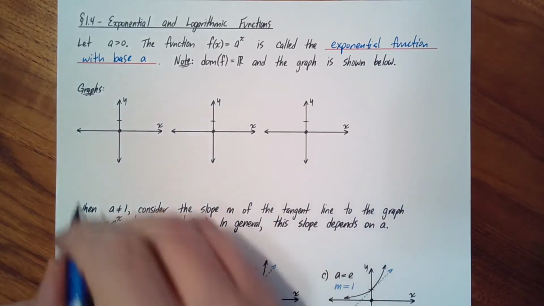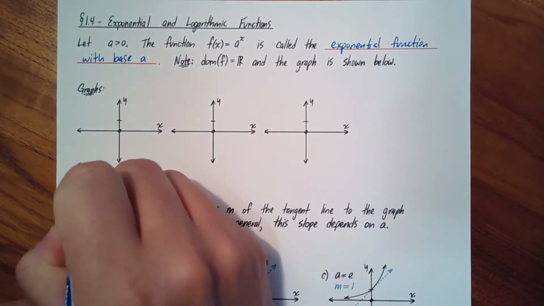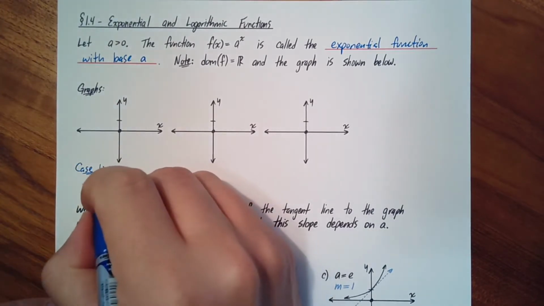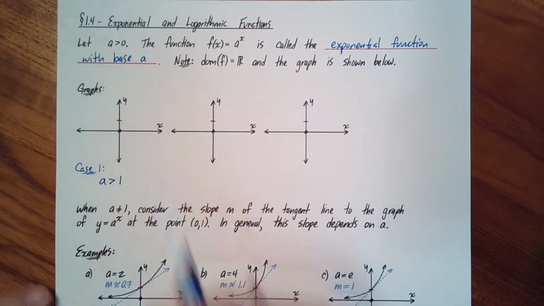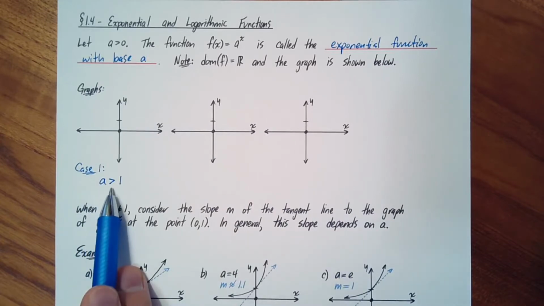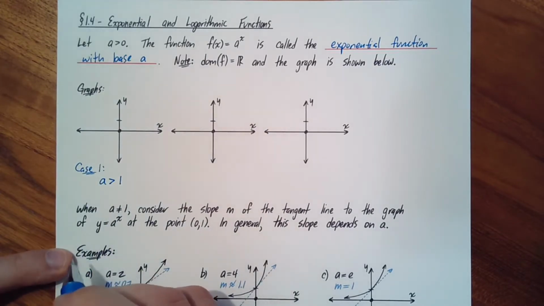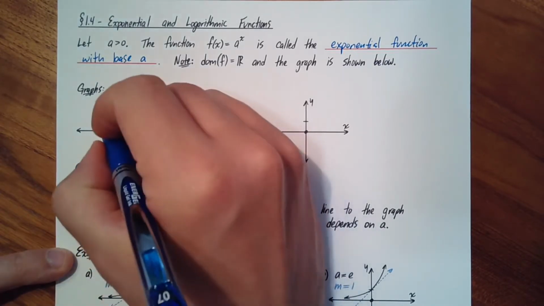So the first case that we'll sketch, so case 1, is when a is greater than 1, right? That's one of the possibilities. If a is greater than 0, there's three possibilities, really. a could be greater than 1, could be equal to 1, or could be less than 1. So we'll deal with each of those cases. So if a is greater than 1, this is what the graph is going to look like.